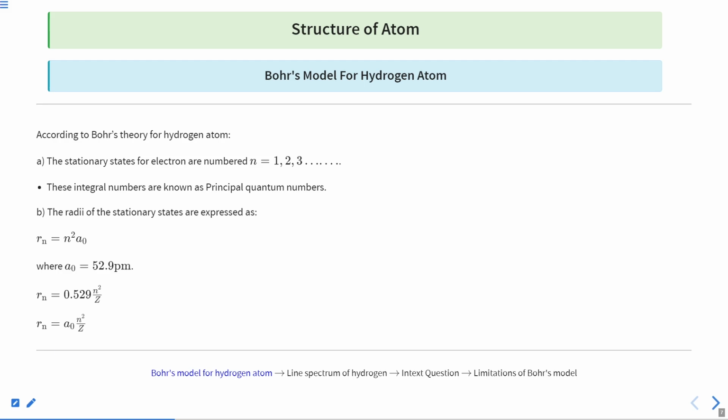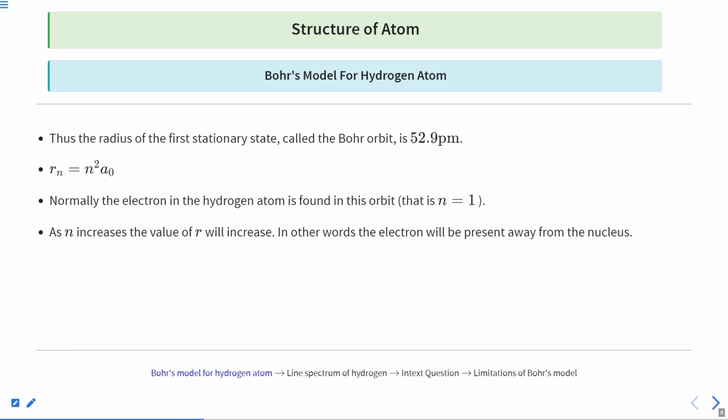Is it clear to you? Okay, so this is the radii. Now, the same thing is mentioned, which I have told, that this is the radii of the first stationary state for hydrogen atom, that is 529.9 picometer or 0.529 angstrom.